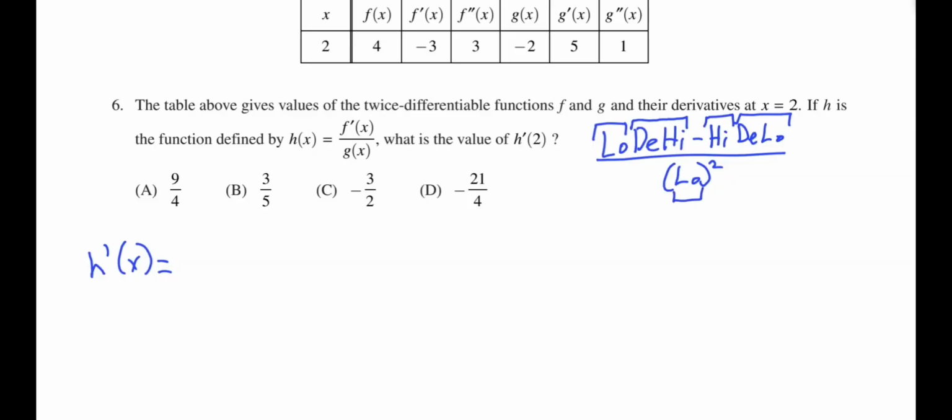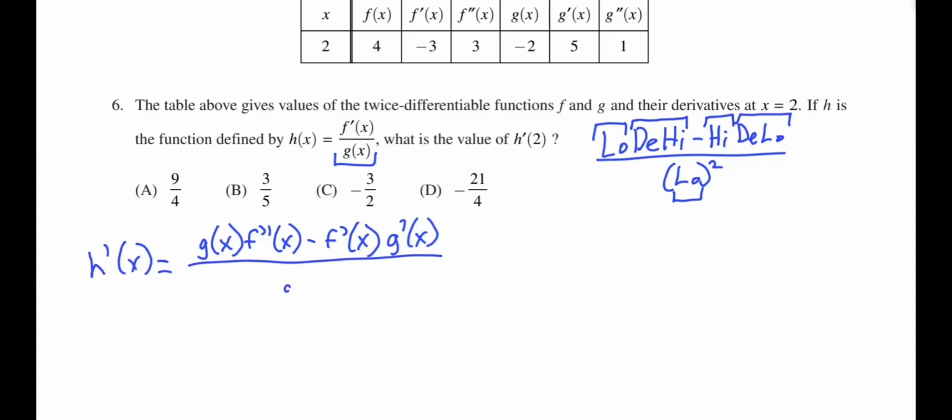So if you apply that, then low would be g of x, and then we have d high, so the derivative of the top function, and the derivative of f prime of x would be f double prime of x. And then minus we have high d low, so high would be f prime of x, and then d low would be the derivative of the bottom function g of x, so that's g prime of x. And then square the bottom, which would be g of x squared. All right, so that completes the general derivative for h prime of x.